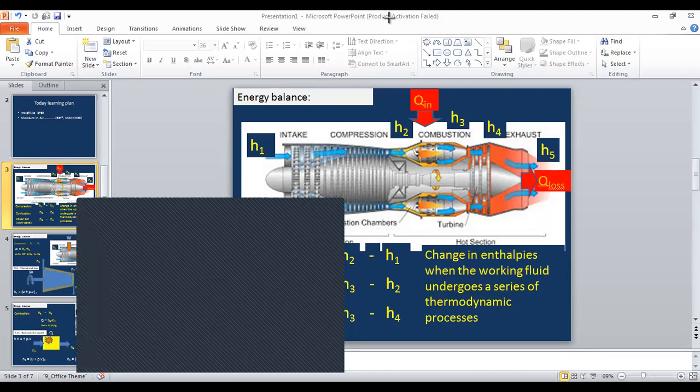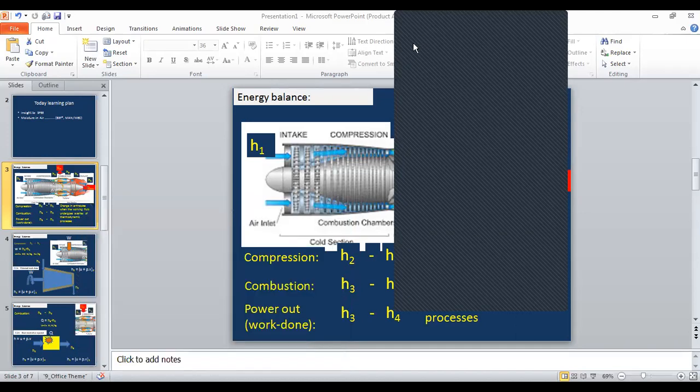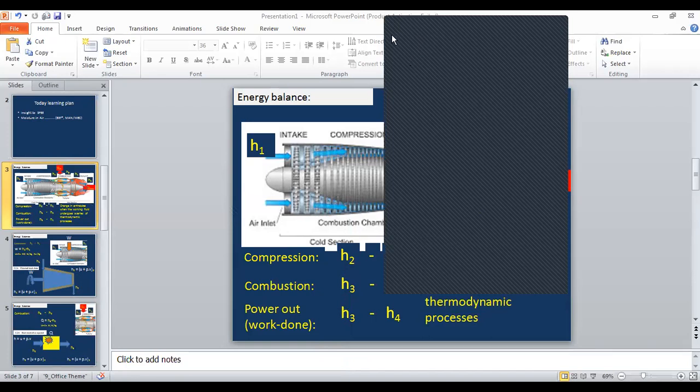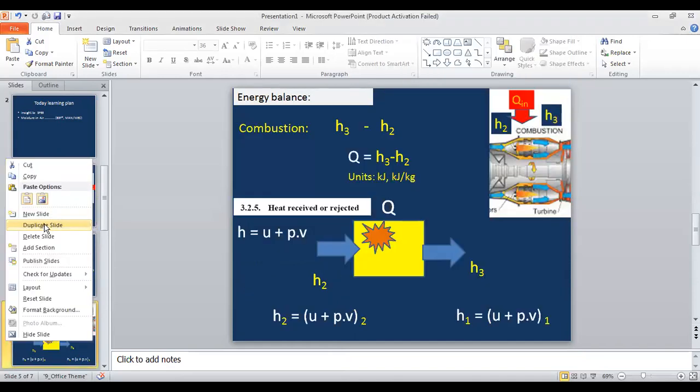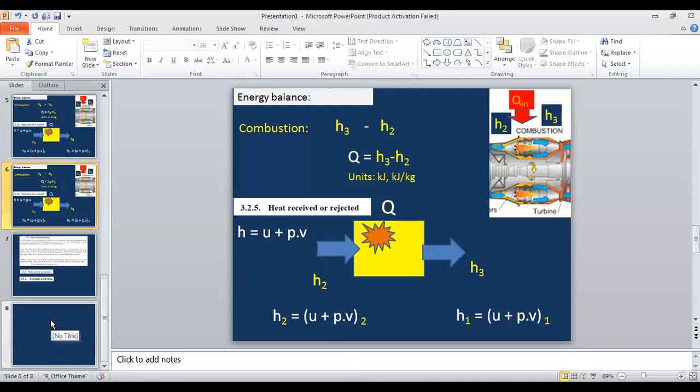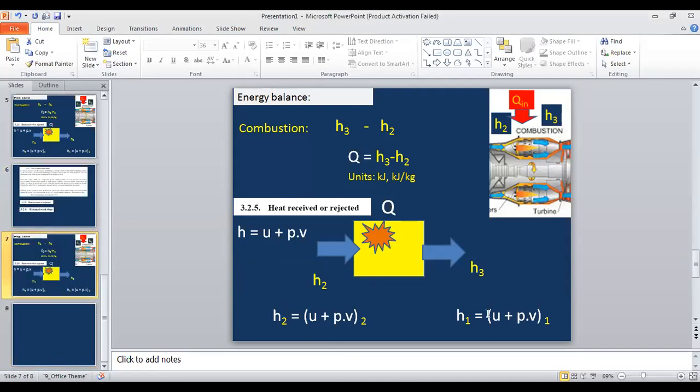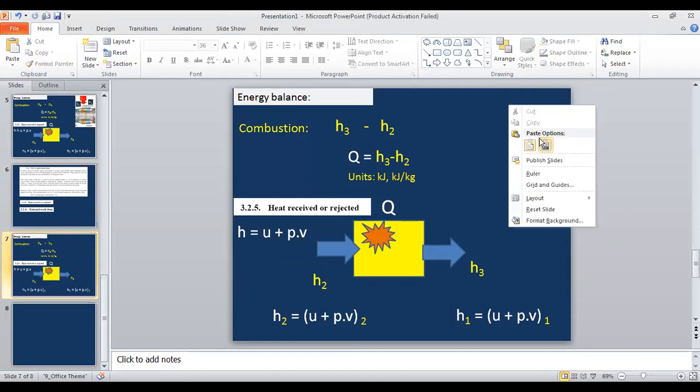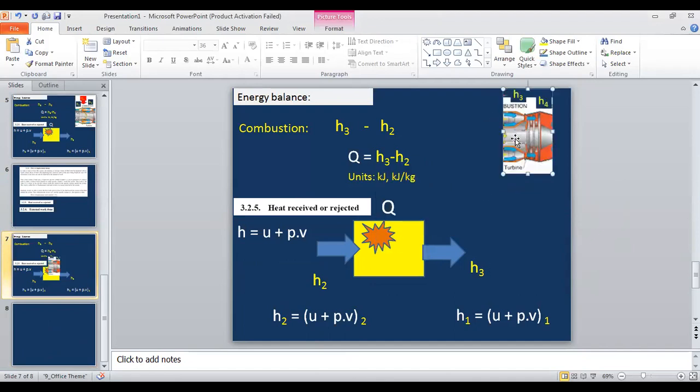Get this. Turbine. See, turbine. It's turbine. Turbine.